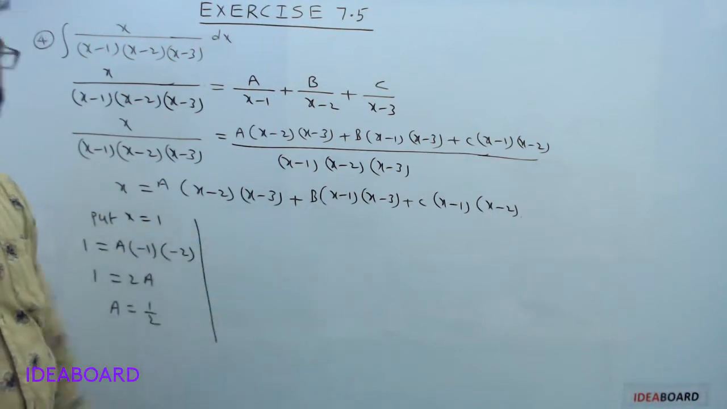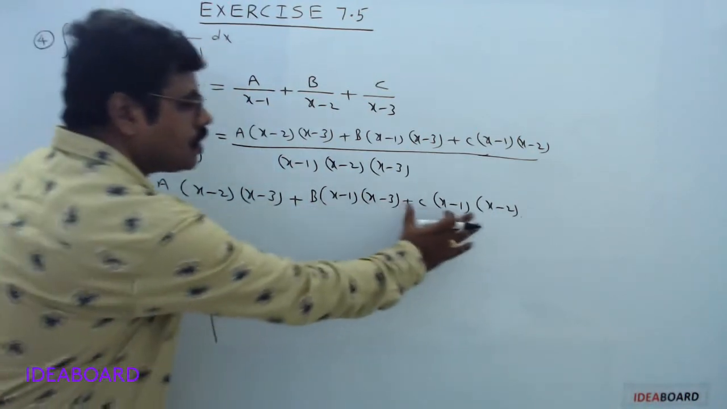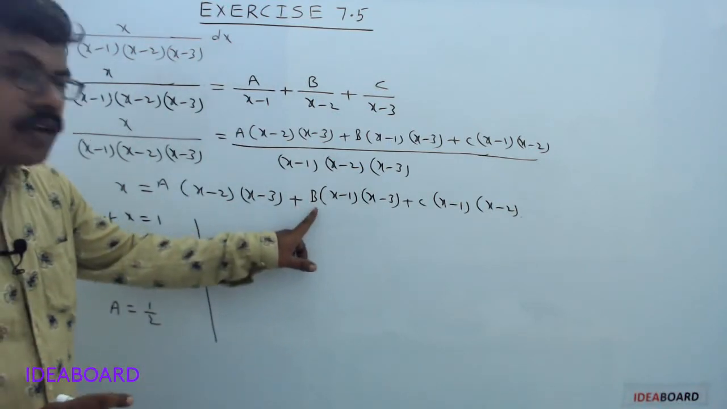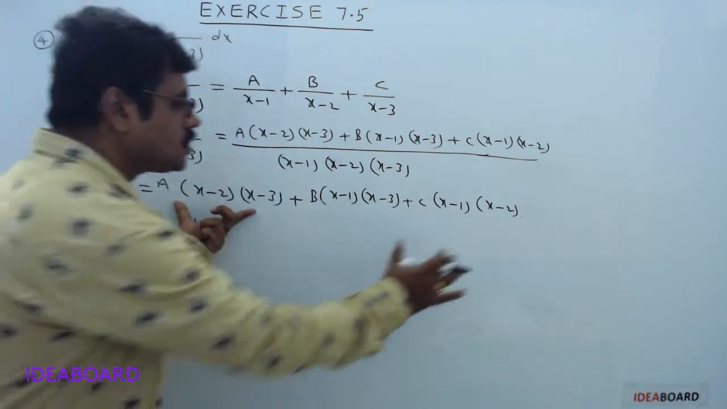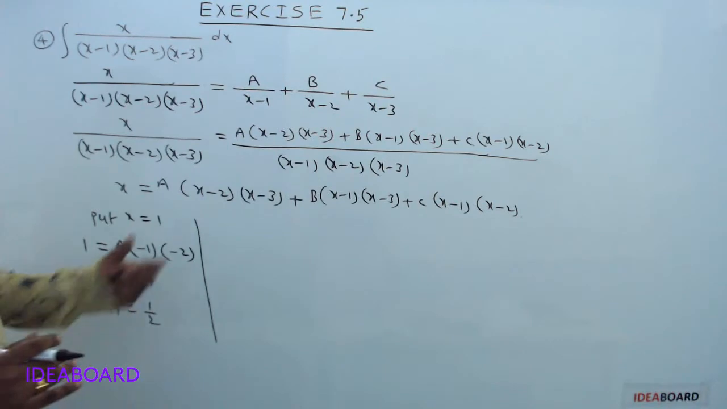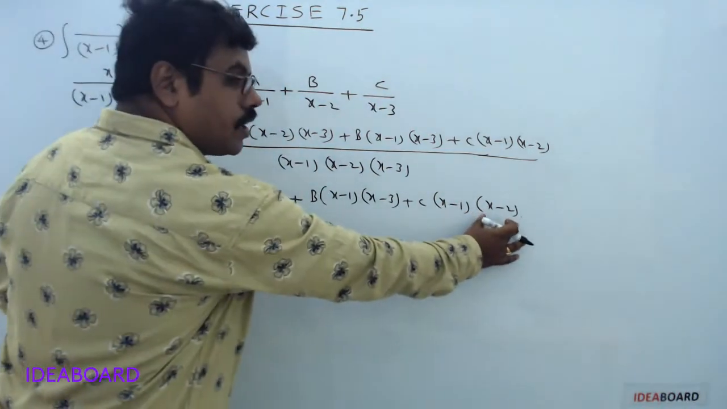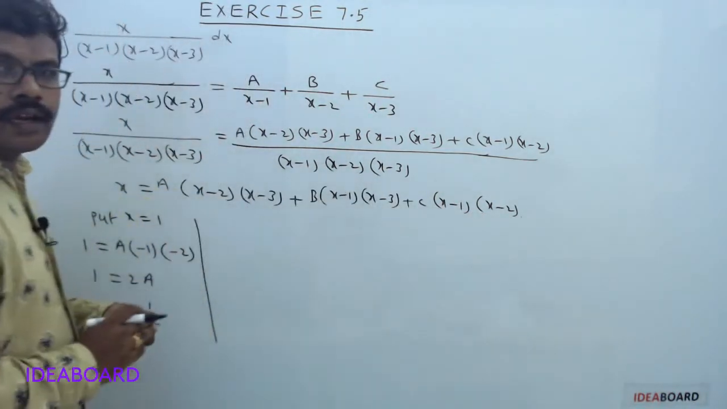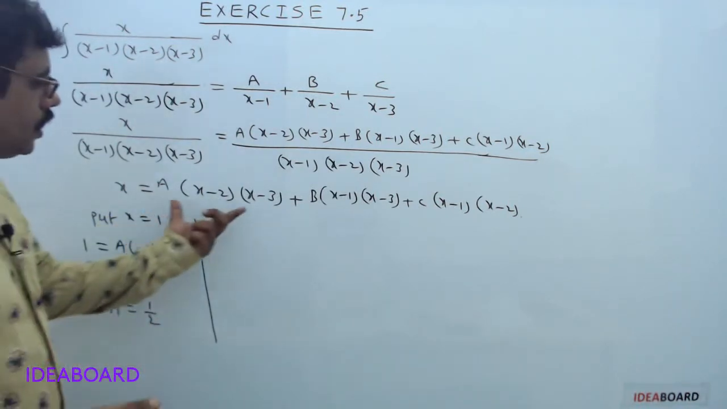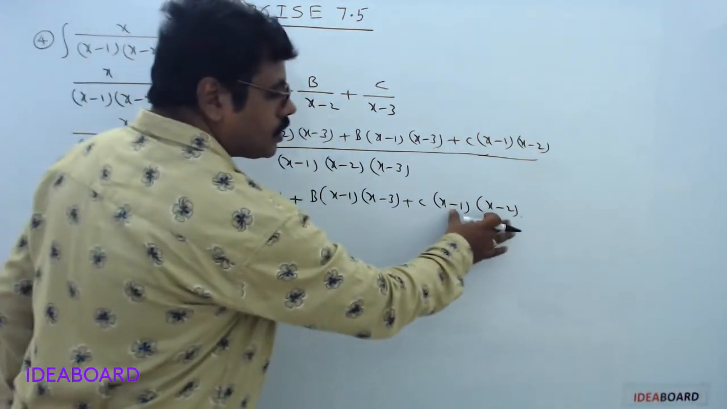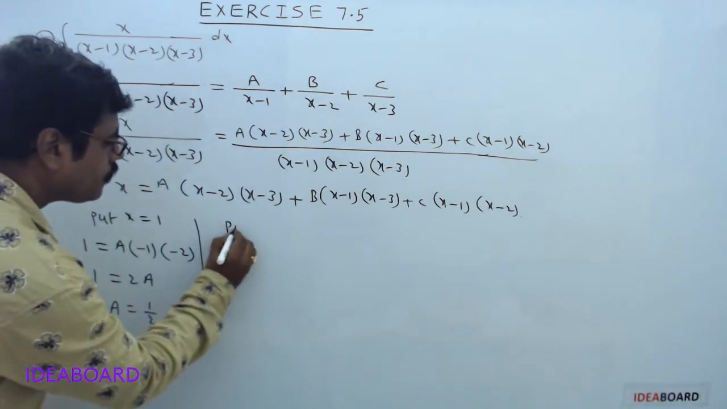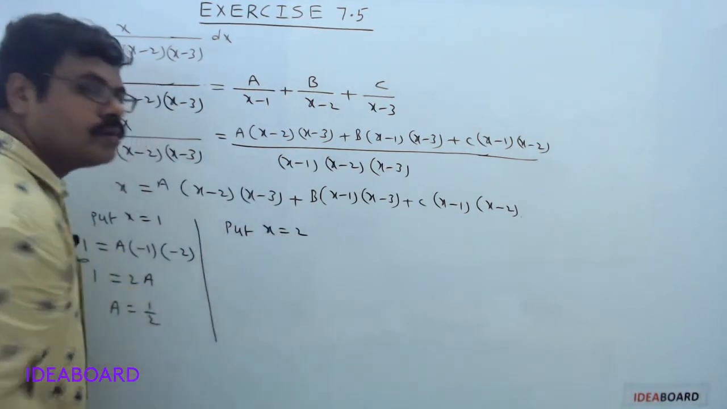To find the value of b, make the first and third terms 0 simultaneously. Now observe that x minus 2 is a common factor for the first term and the third term. By substituting x equal to 2, automatically the first term value is 0 and the third term value is also 0. So write down x equal to 2.